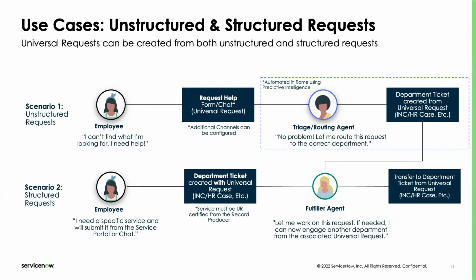On the other hand, your record producers and catalog items are structured requests, because you have a workflow and a fulfillment logic attached to it, which will take care of resolving the request and will guide it to the right place, right?